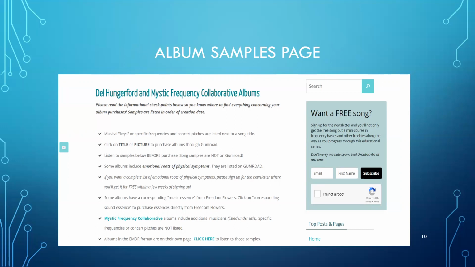The musical keys and the specific notes that I'm using on each of the albums are listed next to each of the songs. You can either click on the title or the picture to purchase. Because Gumroad doesn't have a place to put samples, you listen to your samples first on the website, then click on what you want to purchase. It'll take you to Gumroad and you can purchase it there. But you can't listen to samples on Gumroad.